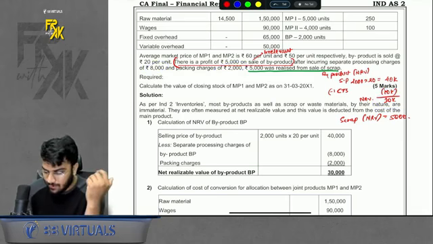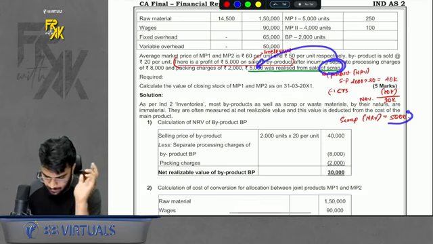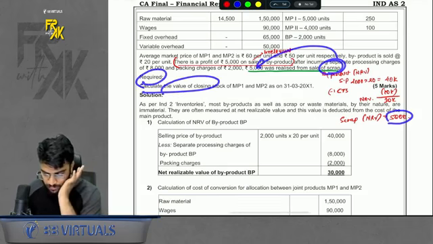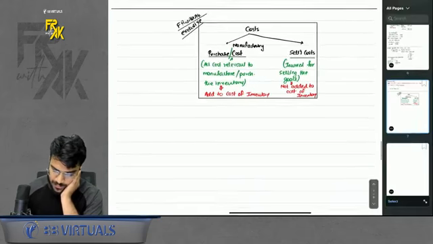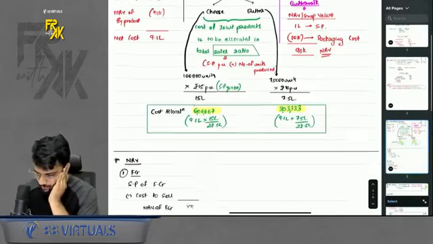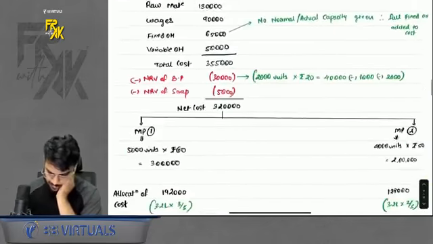And what is the NRV of scrap? It is given as 5,000. So I will take that. Okay. You are required to calculate the amount of closing stock. So how will you do it? It is a very simple calculation which we just did, in case you remember. It was something like this.